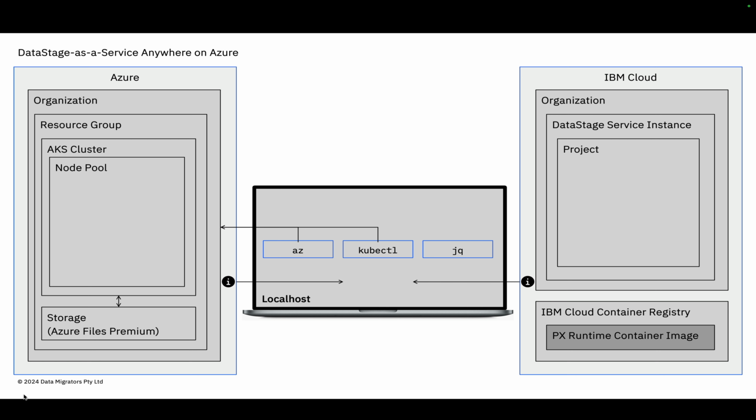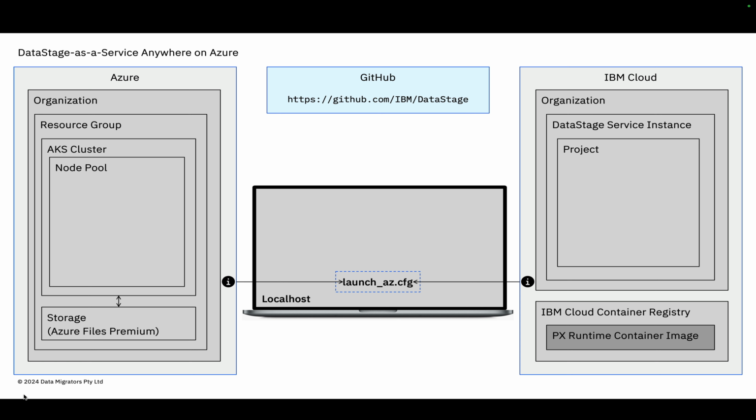As I'm going through the command process, I'll be capturing various bits of information from each of my environments, some IDs and some references that I will store in a file called launch.cfg. That file is important because what I'm then going to do is go to a public GitHub repository provided by IBM. There's the URL on the screen. And I'm going to clone that locally.